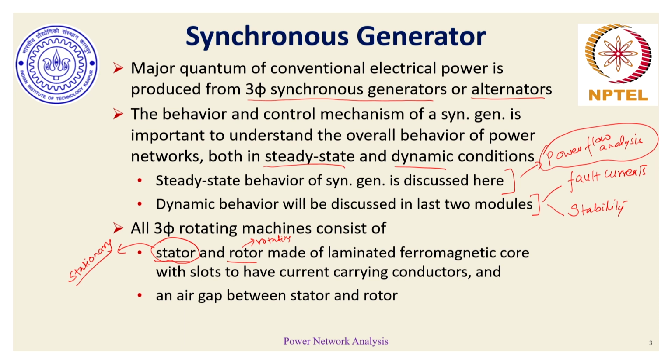Generally, the stator and rotor cores are made of laminated ferromagnetic material so that the corresponding core loss, be it eddy current or hysteresis loss, is as small as possible. These losses also happen in three-phase or single-phase transformers, so the idea behind laminated cores remains the same. Because these are electrical machines, they also have currents induced in these cores. In the stator and rotor cores, we also have slots in which conductors can be placed, and these conductors can carry current.